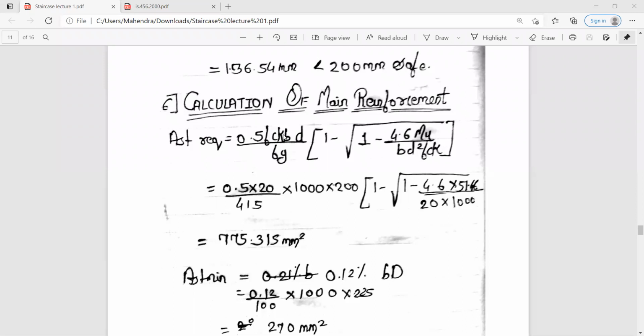The value of B is given to you as 1000, D is 200, then 1 minus under root of 1 minus 4.6 Mu. Again here also you have to convert it in mm. So 51.46 into 10 raised to power 6 upon B is 1000 into 20 FCK into D square.